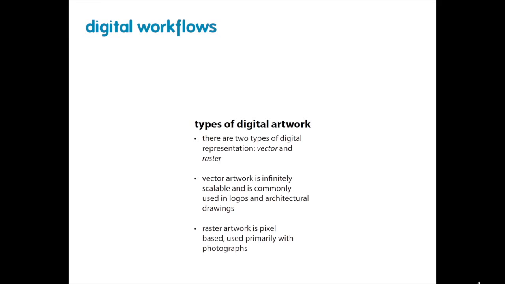There are two types of digital artwork, vector artwork and raster artwork. Vector artwork is infinitely scalable and is used mostly in things like logos and architectural drawings. It's very handy because it is infinitely scalable. You can take it and it will look the same on a business card or on a billboard. By contrast, raster artwork is pixel-based, and it's used primarily in photographs. So let's look at these two.